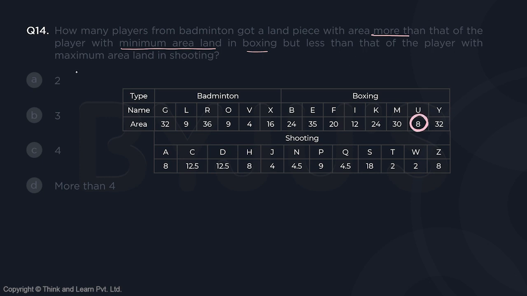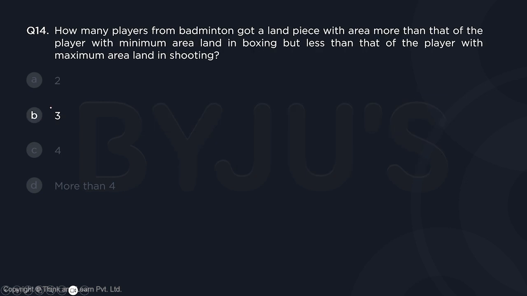Less than that of the player with maximum area land in shooting. So the maximum area land in shooting is 18. So greater than 8, less than 18 in badminton. Greater than 8, less than 18 is this. Greater than 8, less than 18 is this. Greater than 8, less than 18 is this. There are 3 members. So my answer for question number 14 is option B, that is 3.